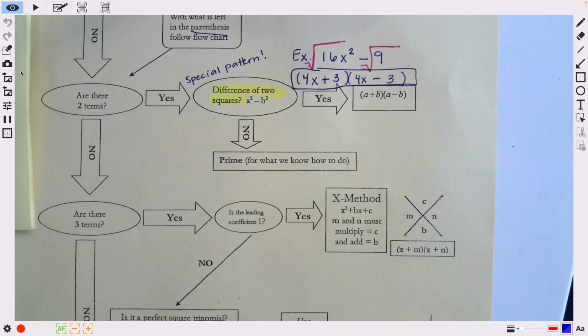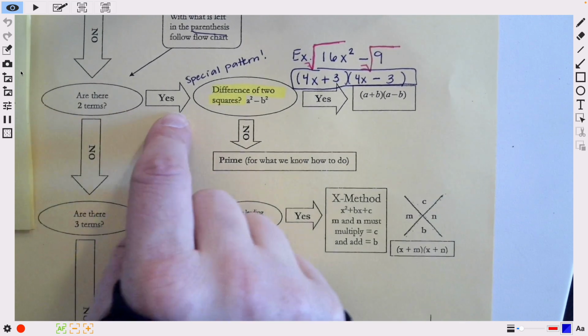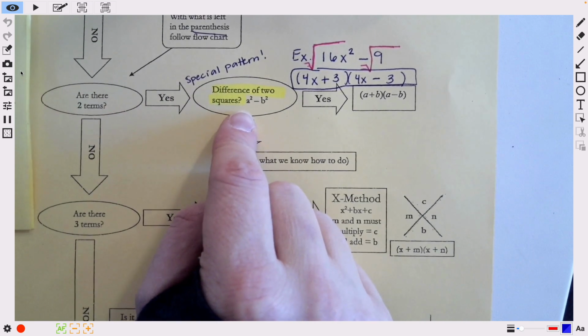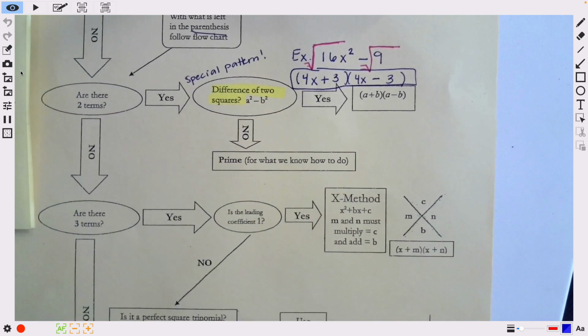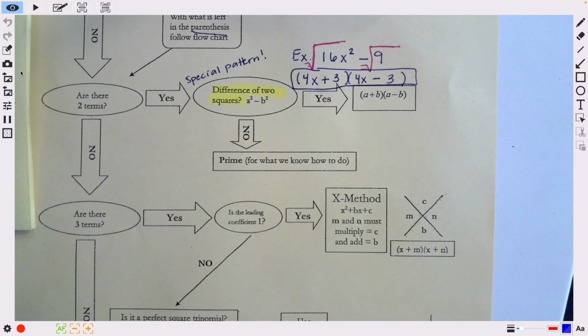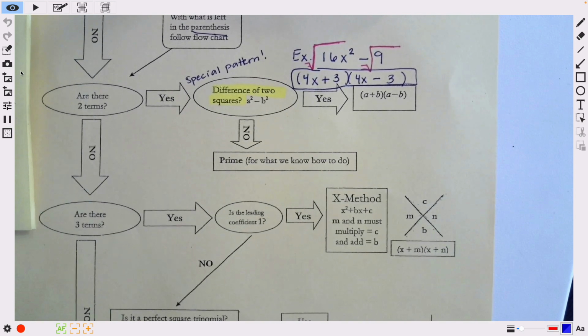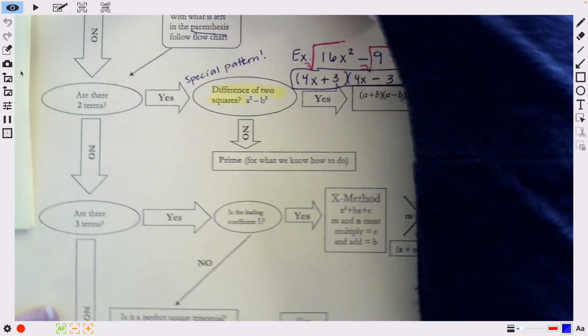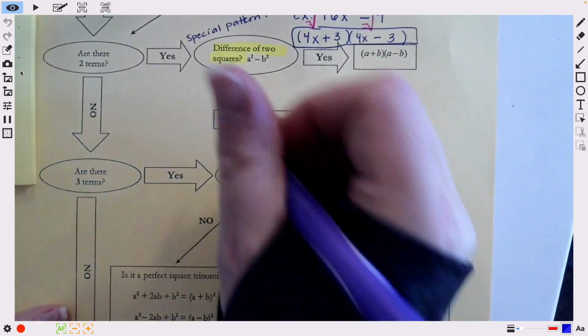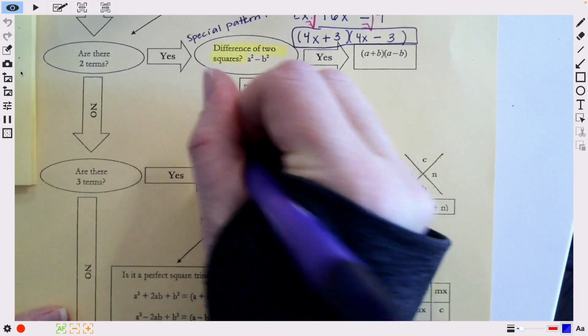Okay, so it's possible that if there's only 2 terms, that it's that special pattern. Well, that's the only one that only has 2 terms, unless it's just GCF. If there's not 2 terms, and there's maybe 3 terms, so like x squared plus 4x plus 3, if there's 3 terms, you want to ask first, is the leading coefficient 1? So that would mean something like this.